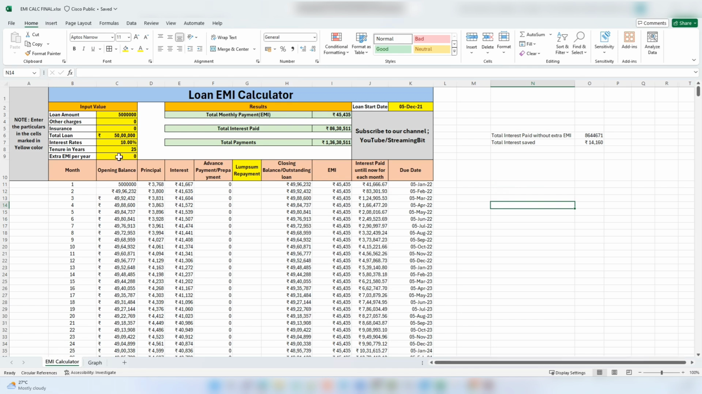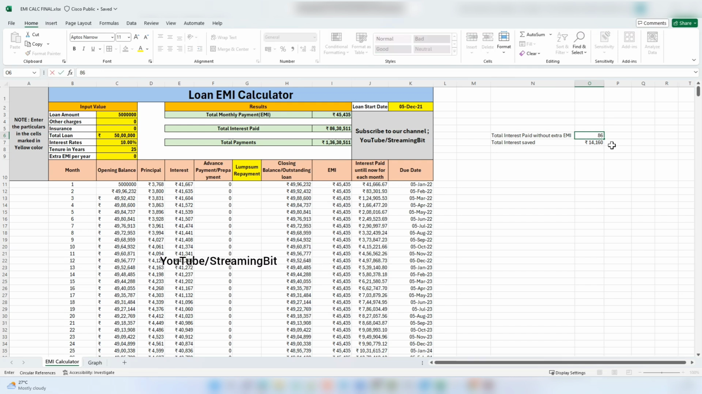Here you can see I've also marked extra EMI per year. Suppose you make any extra EMI per year, we'll calculate how much of the total interest amount you would save, and that way you can make better financial decisions. So let me enter the total interest paid without any prepayment. It is 86 lakh 30,511. That would be your total interest paid without any extra EMIs paid.